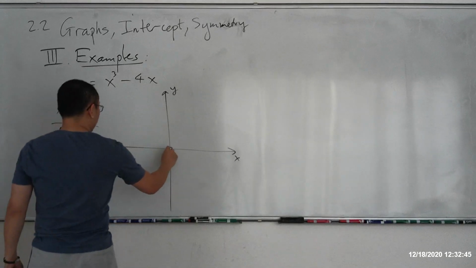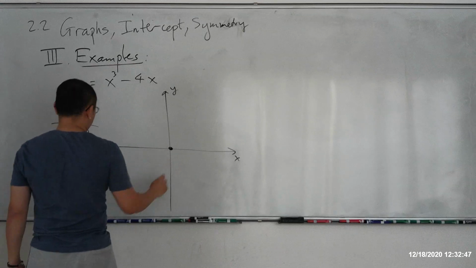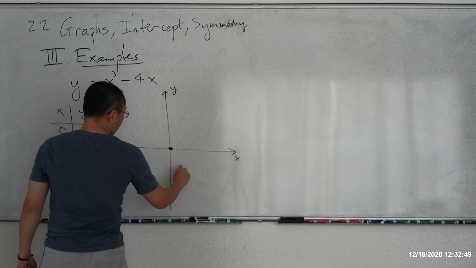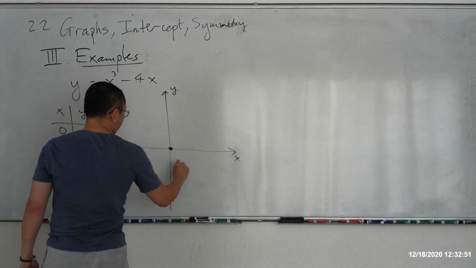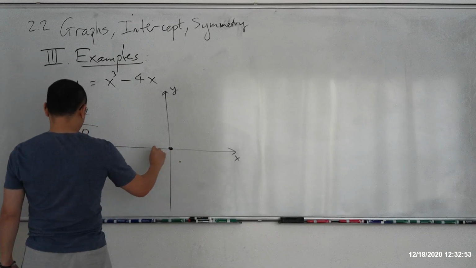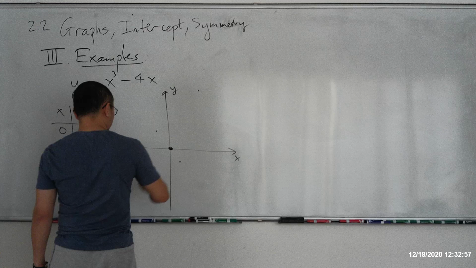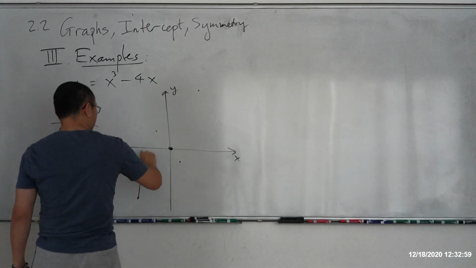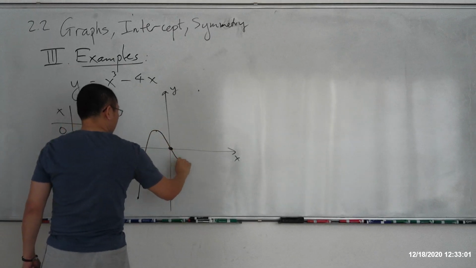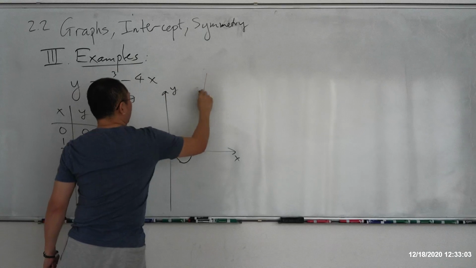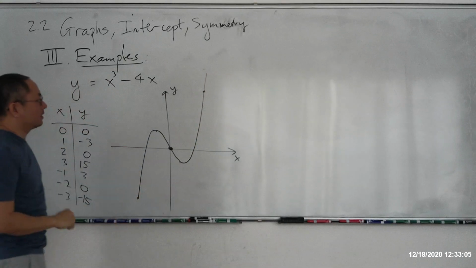0, 0 is right here. X is 1, -3, right here. 1, -1, 3 is going to be right here. So okay, the graph looks like this.